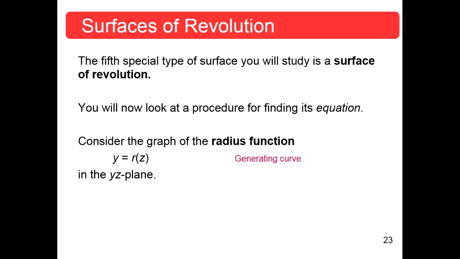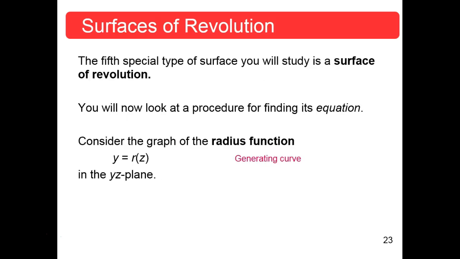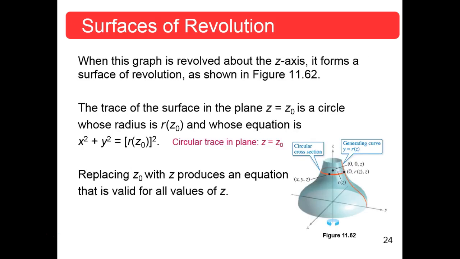Consider the graph of the radius function, y is equal to r of z. This is meaning that your y is your dependent variable, z is your independent variable, and your radius is a function of that z. So that's going to be in the yz plane, obviously. When the graph is revolved around the z-axis, it forms a surface of revolution. Now, why do we say z-axis? That's the independent variable. So we're going to revolve around that. It forms a surface of revolution, as shown here.